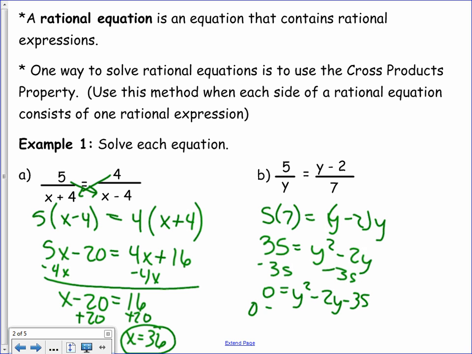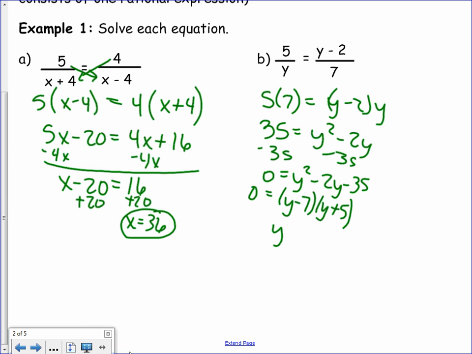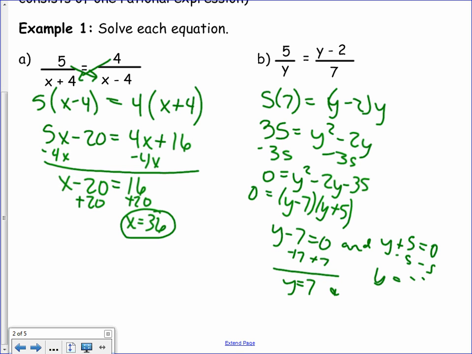So 0 equals y minus 7 times y plus 5, because remember, negative 7 times 5 would be negative 35, and negative 7 plus 5 is negative 2. Now we need to solve each one of those parts. So we'll have y minus 7 equals 0, and y plus 5 equals 0. When we solve that, we'll add 7 to each side, so we get y equals 7, and y equals negative 5. All right, so those are our two solutions.